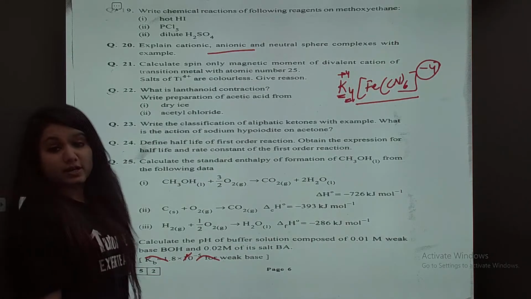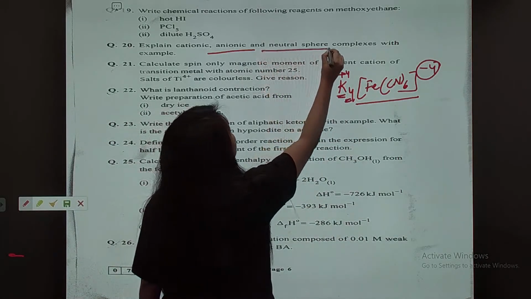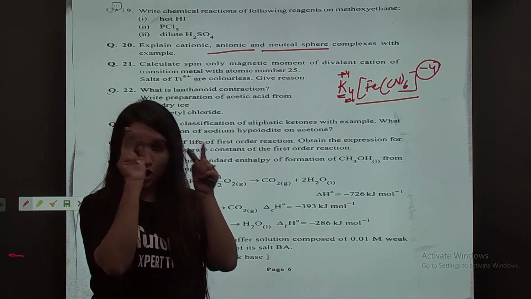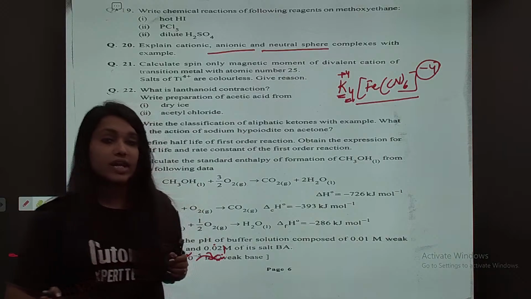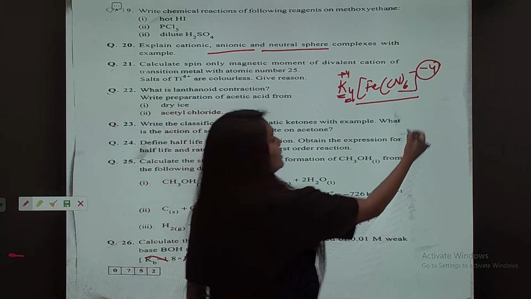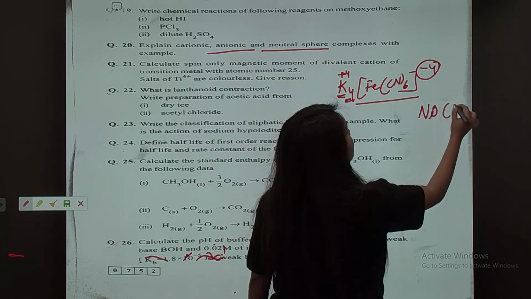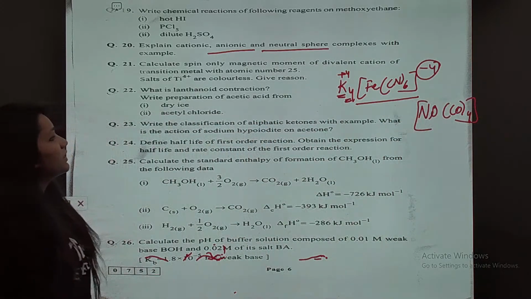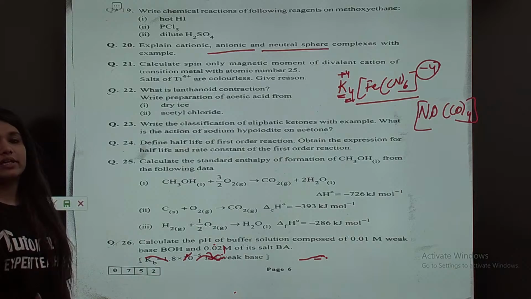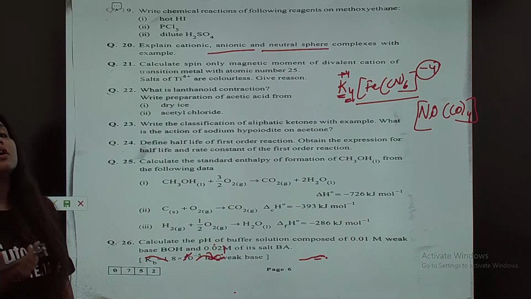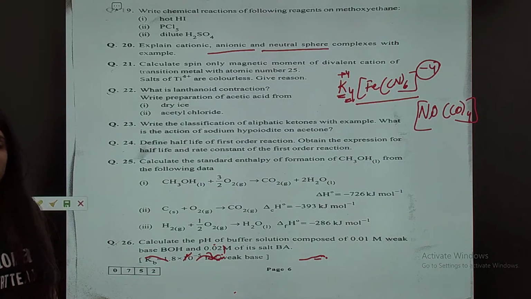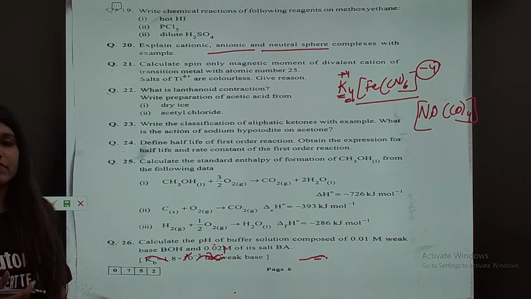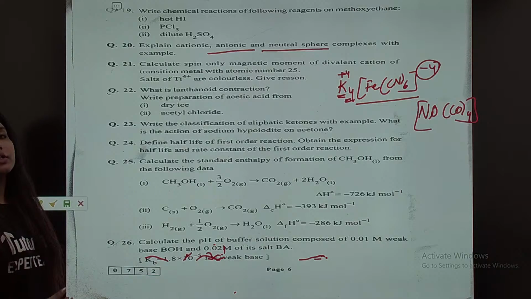Moving on to the next one and the last part of this question, neutral sphere. Neutral sphere means the complex, the coordination sphere, should not have any charge. And the example of this is Ni(CO)4. So that was your question number 20 with examples. Cationic complexes are those in which the coordination sphere contains a positive charge. Similarly, for anionic, it will be a negative charge, and for neutral, it is going to be 0.